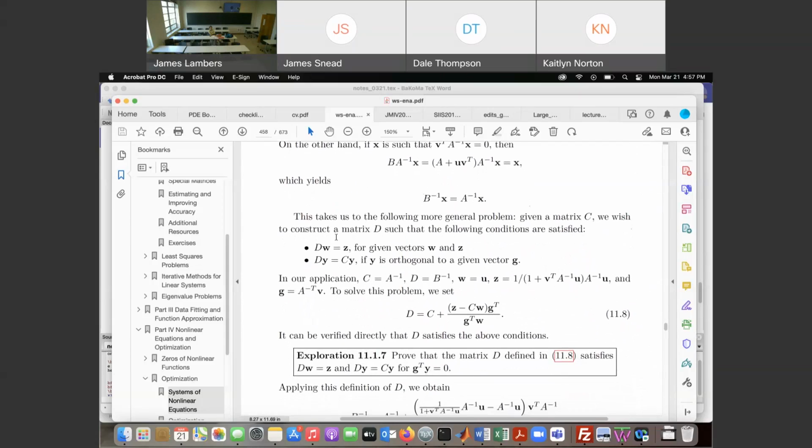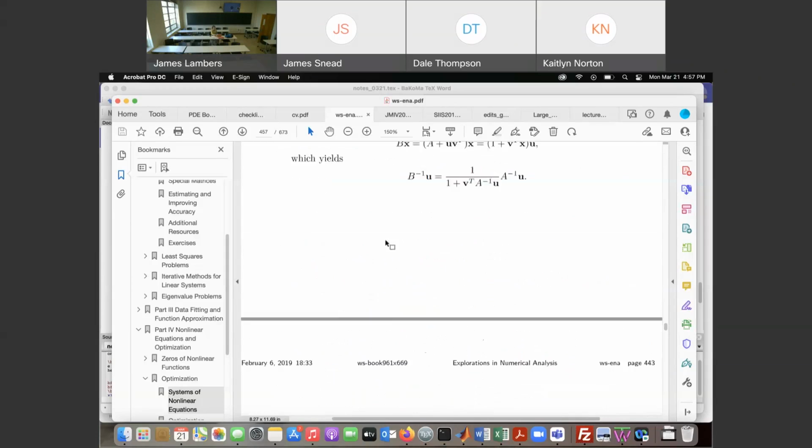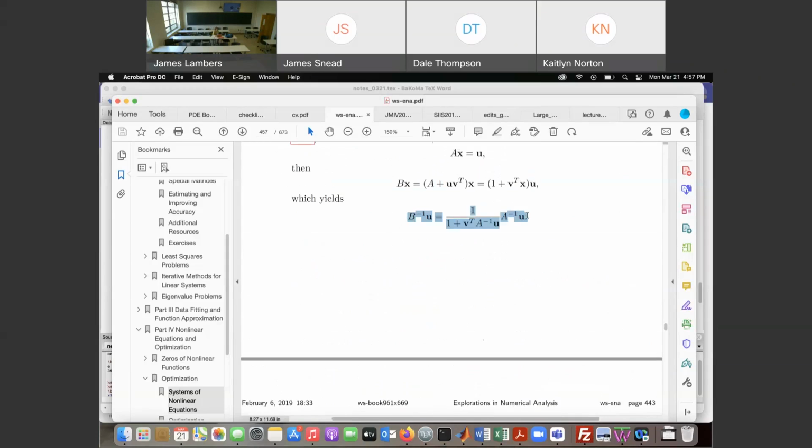So to do that, I'm going to define the problem more abstractly, just also to simplify the notation. Think of it this way. I'm given this matrix C, and I'm going to find a matrix D that satisfies these conditions. D times some specific given vector W equals some other given vector Z. So that corresponds to this condition right here.